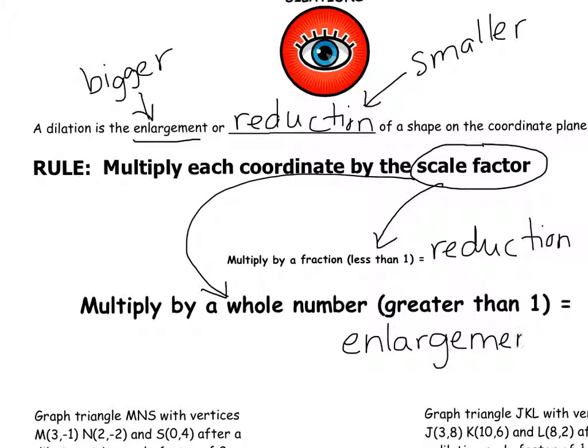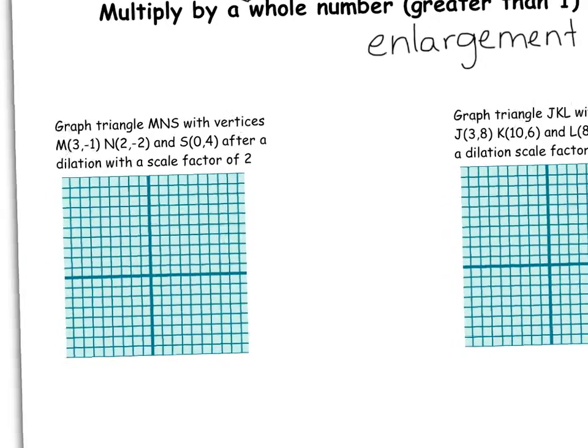A good example for a scale factor that's a fraction would be a half. That would be a reduction because your shape is going to be half the original size. Another example, for an enlargement, would be if it is twice as big. So we would be multiplying by 2 in order to get our shape twice as big, or 2 times larger. Let's go ahead and take a look at how we graph these.